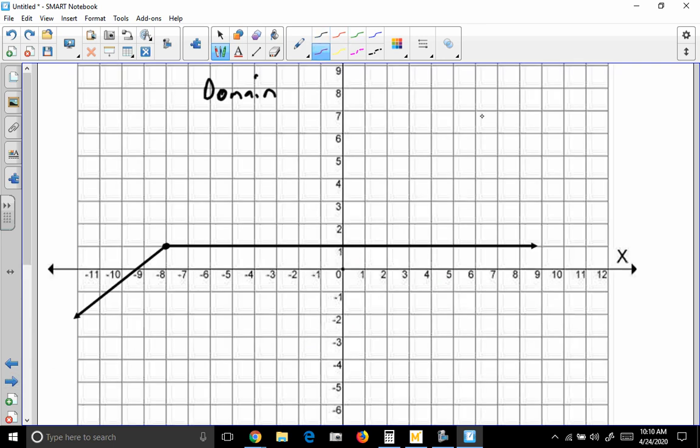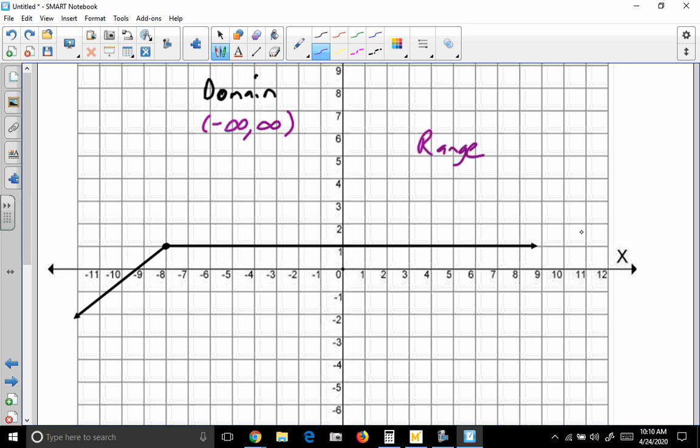This one asks us for the domain. So if we ask how far to the left does this go, it goes to negative infinity. How far to the right, it goes to positive infinity. And since it touches every value in between, we put it in an interval. So from negative infinity to infinity.